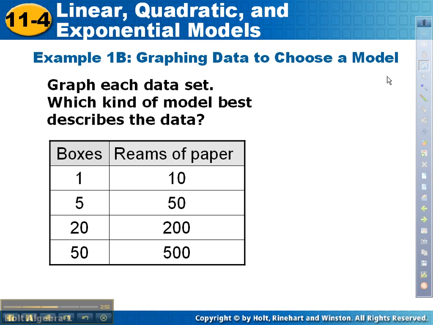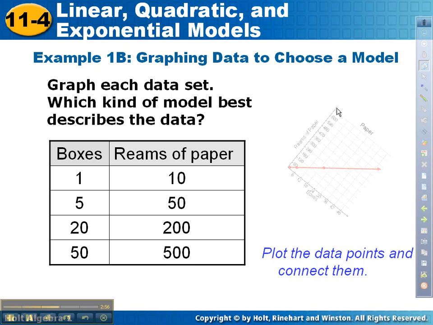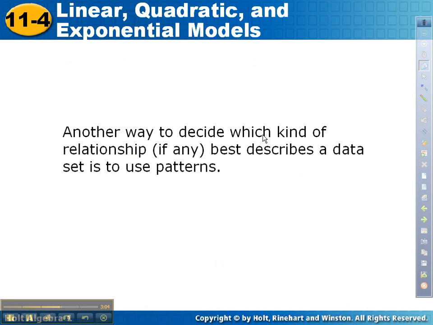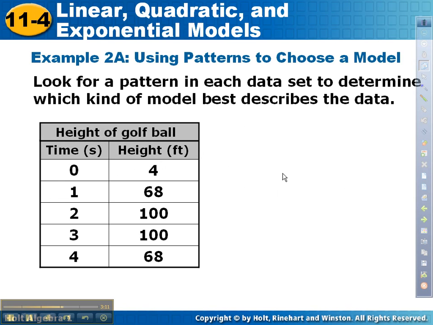All right, on this one, let's graph this and see what we have. You graph those points, it's definitely linear. Another way to decide which kind of relationship, if any, best describes the data set is to use patterns. Look for a pattern in each data set to determine which kind of model best describes the data.